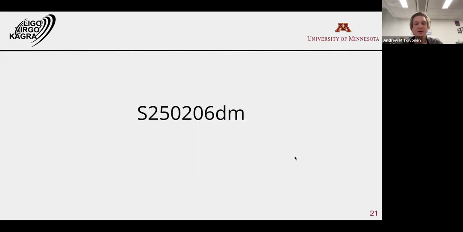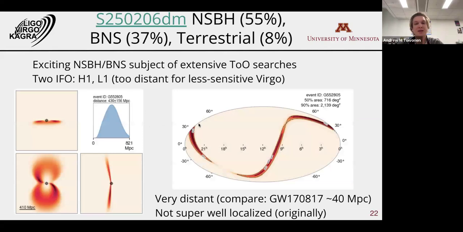Okay, now onto what you probably have been waiting for, which is S250206dm. Obviously this was the event from the beginning of this month. By p-astro, we gave it a 55% chance of being an NSBH, 37% of being a BNS. This was an exciting subject of extensive TOO, target of opportunity searches. And this was detected in two interferometers.